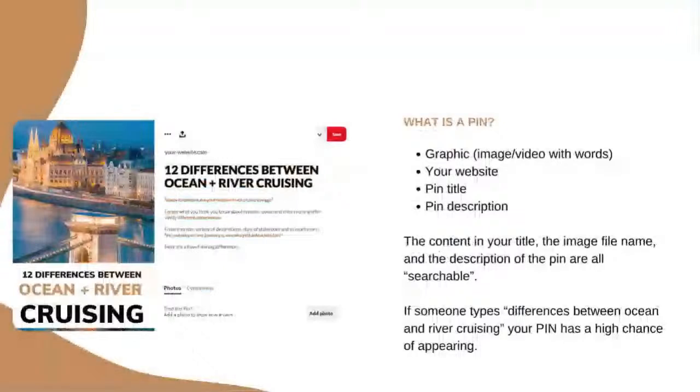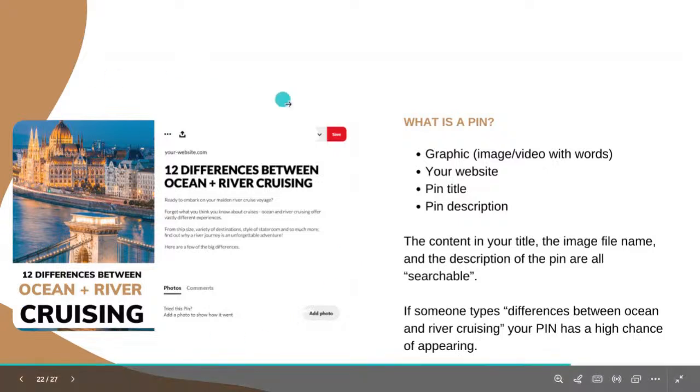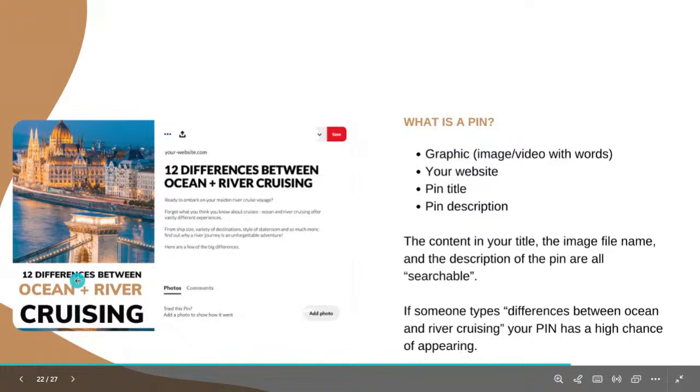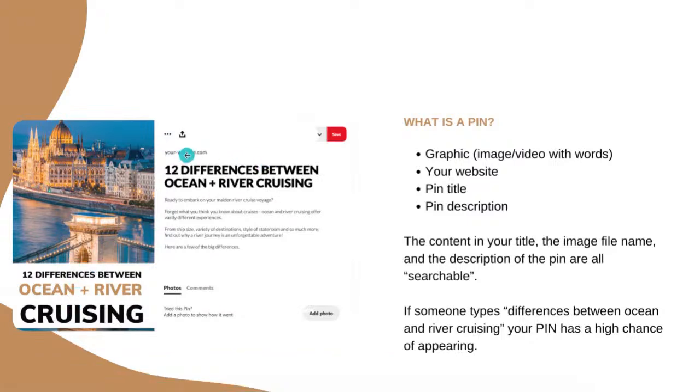So let's refresh. What is a pin? This is a pin on the left-hand side. This whole rectangle here, this entire thing that you can see is a pin. Okay, so a pin is made up of a graphic. That's the left-hand side. A graphic has an image or video, and then it has a title down the bottom. Okay, words on it at the bottom. Over here, you've got your website, you've got your title, and then you've got a pin description.